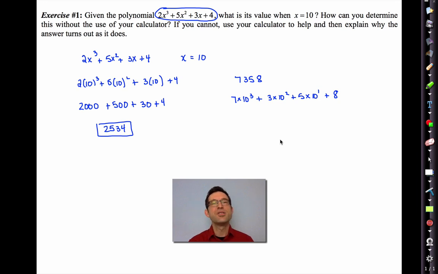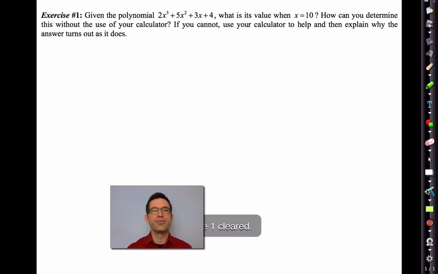All right, so let's now talk about multiplying polynomials. I'm going to clear out the text, so please press pause if you need to. Okay, here it goes. Let's get into some polynomial multiplication.